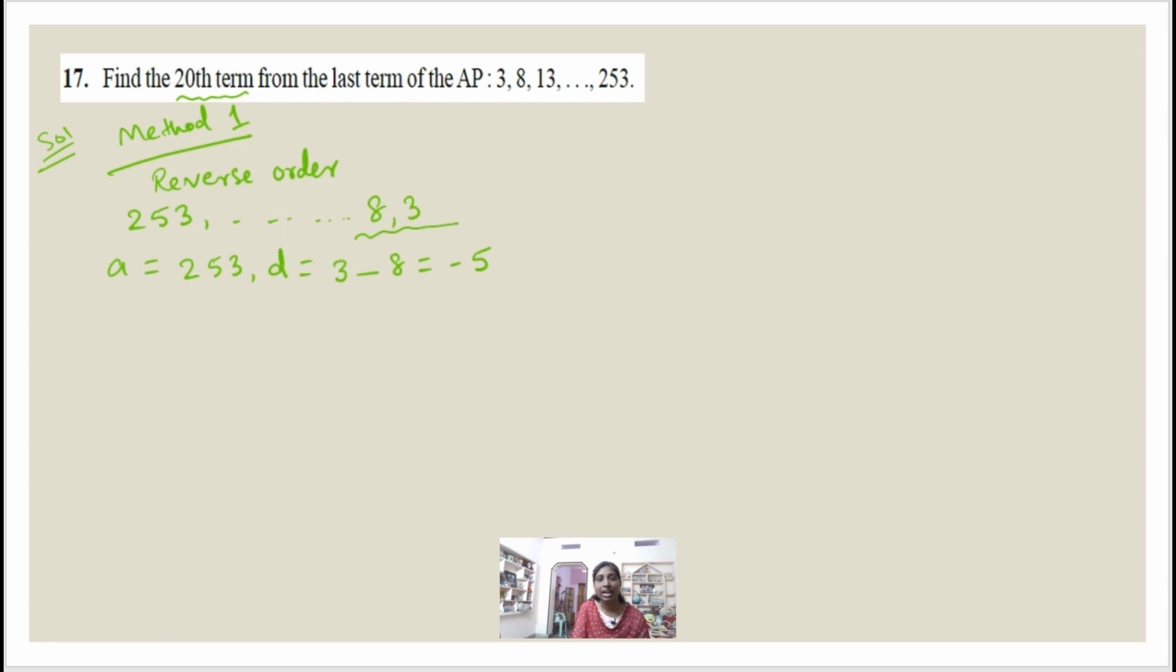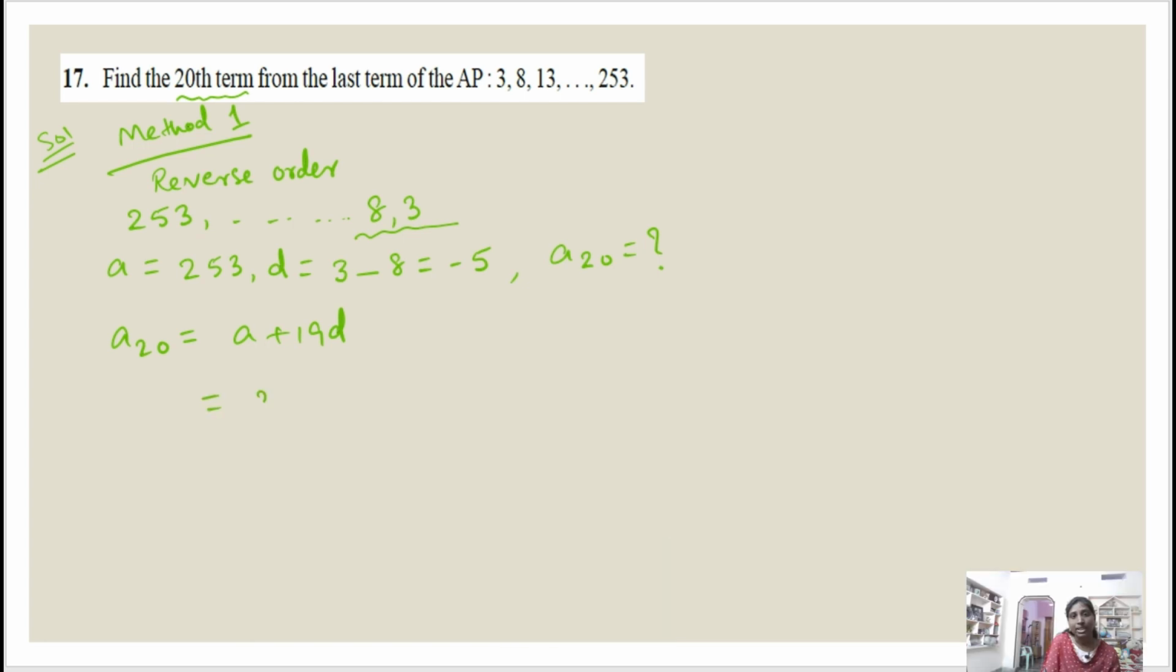So here we have to find A20. A20 is how much? From the beginning we will find the 20th term. So here A20 is equal to A plus 19D. It means what is A? 253 plus 19 into minus 5. So 253, 19 5s are 95, it means minus 95. So 253 minus 95 is how much?